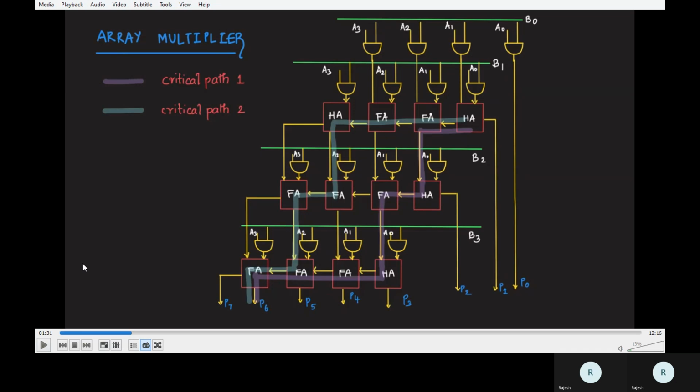So this is the maximum path. Wherever you see in the entire design, this is the longest delay path. So that is called a critical path. That is the main requirement to analyze the critical path.